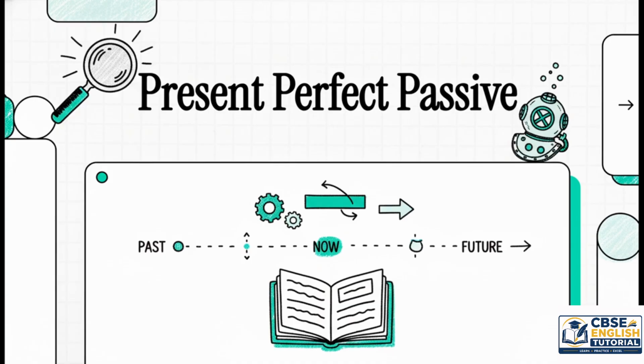Today, we're going to crack the code on a piece of English grammar that I promise you is absolutely everywhere once you know what to listen for. We're talking about the present perfect passive. Let's get right into it.